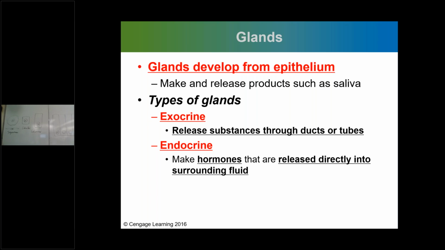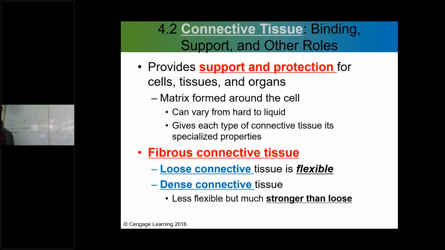Think about this for a moment: the milk is produced, and then where does it leave? It leaves through these little tubes within the breast that will eventually exit out of the nipple. So interesting. So exocrine, endocrine type glands. Next slide.